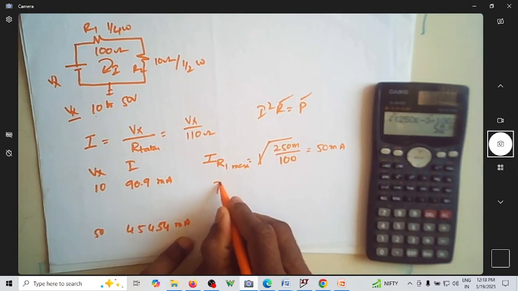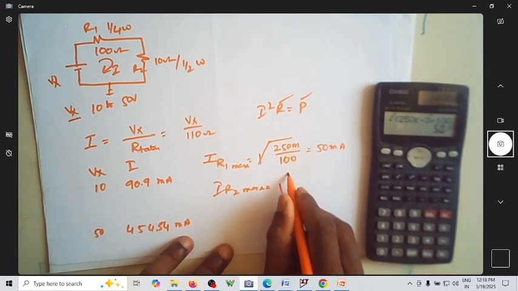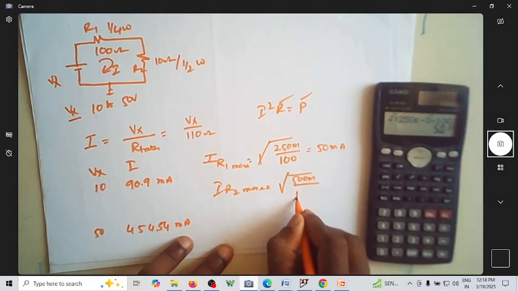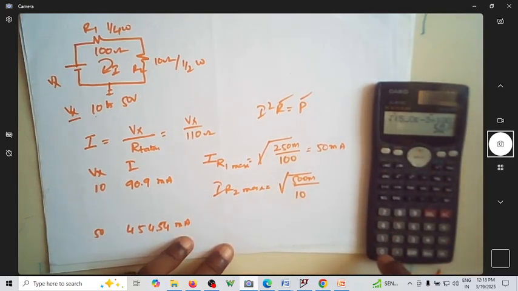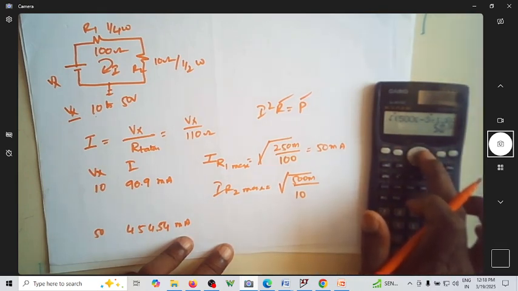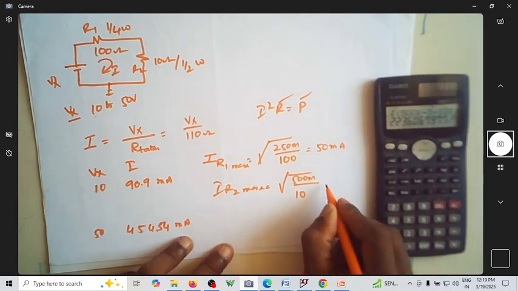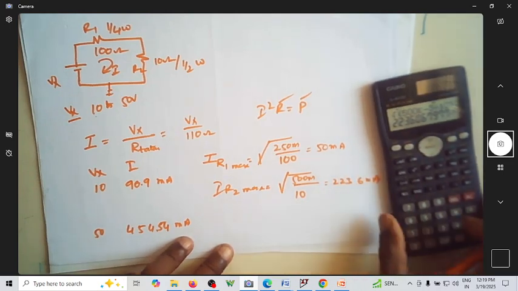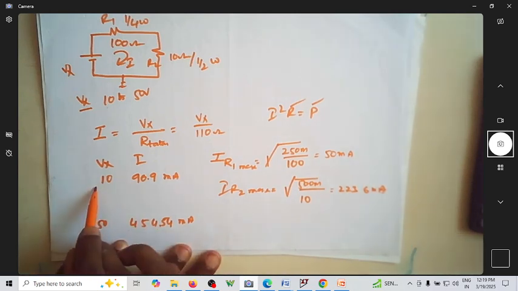Next, in case of IR2 max, IR2 max is the square root of 500 milliwatt divided by 10 ohm. So the current is 223.6 milliamperes.